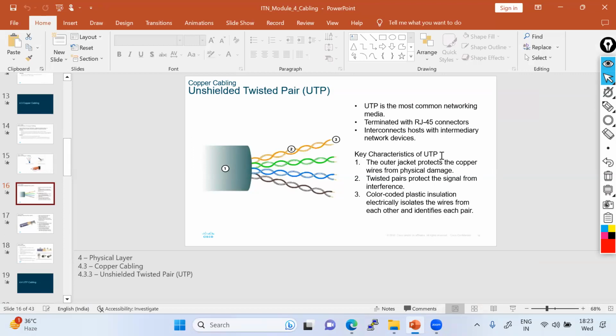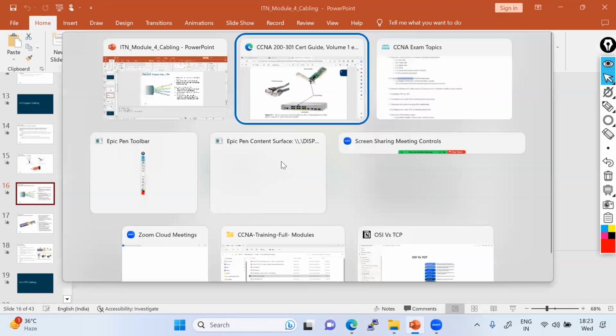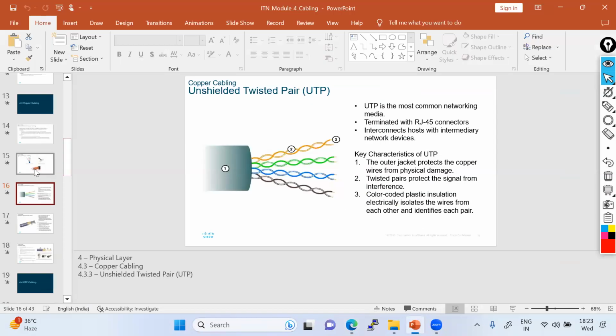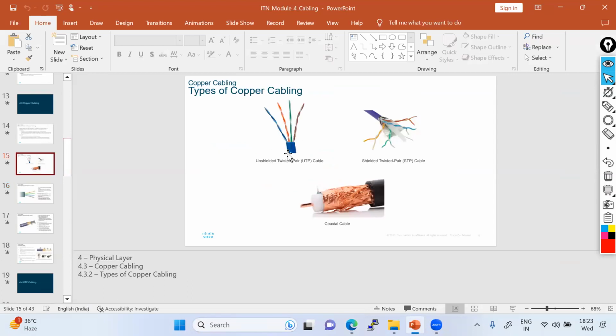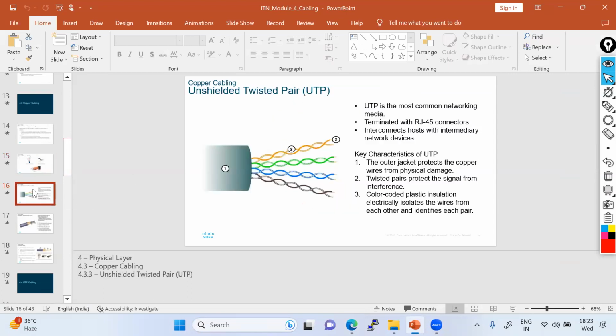Key characteristics, they are talking about UTP. The outer jacket protects the copper wire from physical damage. So what does that mean, the outer jacket? This outer jacket, this is the blue color. It is just protecting from any physical damage. Twisted pair protects the signal from interference. Why are they twisted?